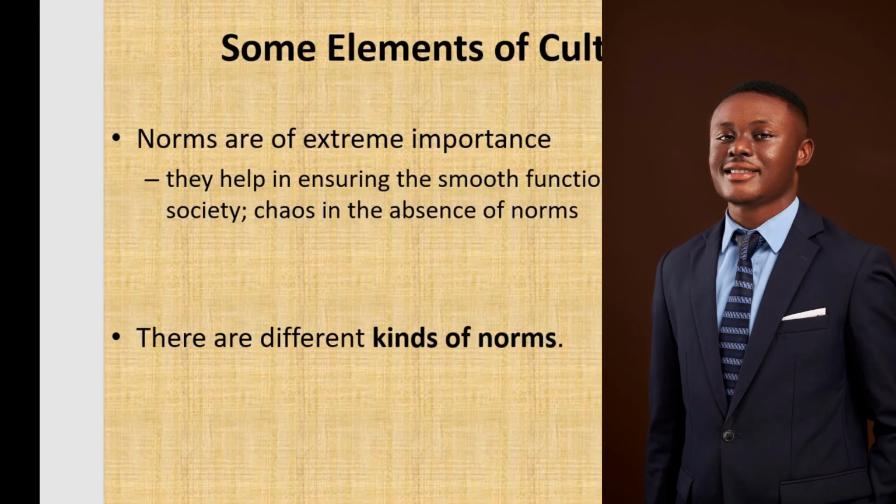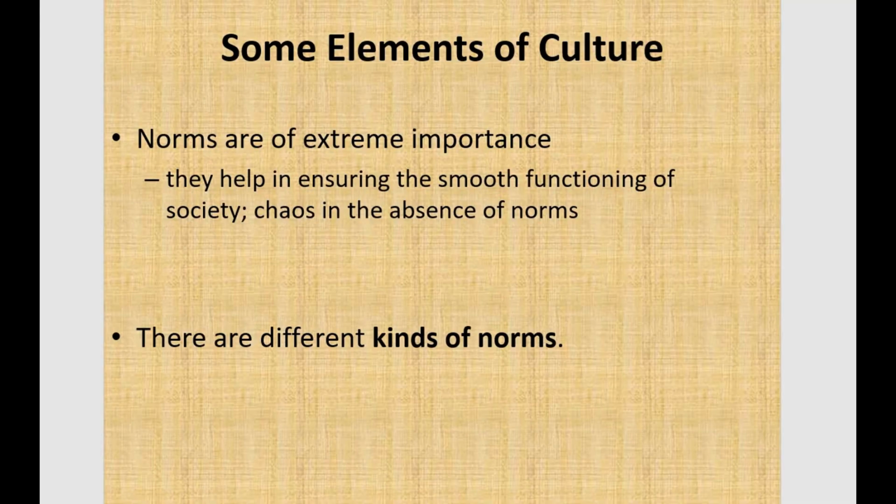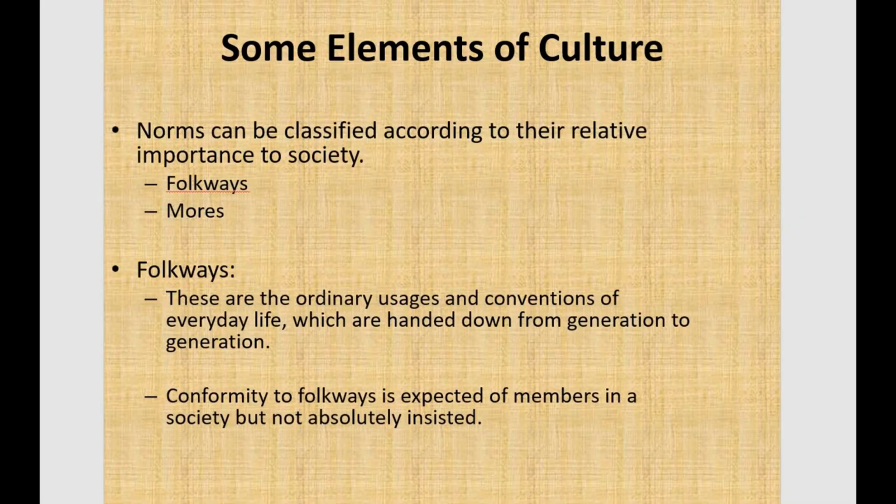Today we are going to treat topic 3, part 2 of it. That is, we are continuing from where we ended last time, the kinds of norms. Norms can be classified according to their relative importance to society. How society deems a norm to be important to them is how we are going to classify it now. We have the folkways and the mores.